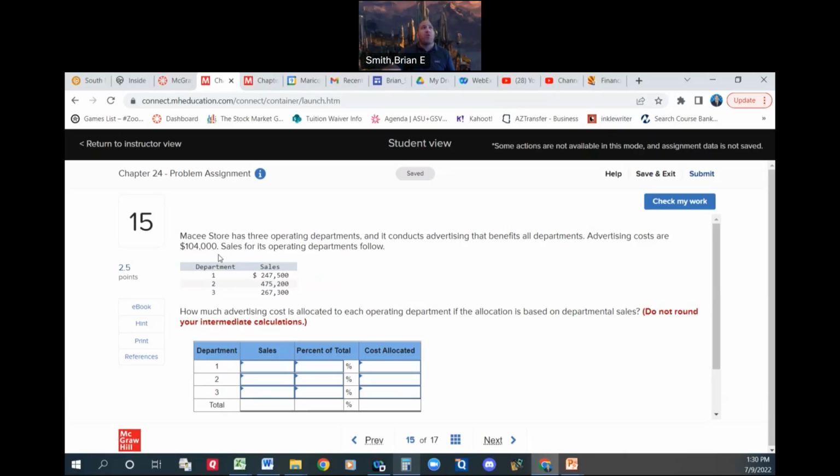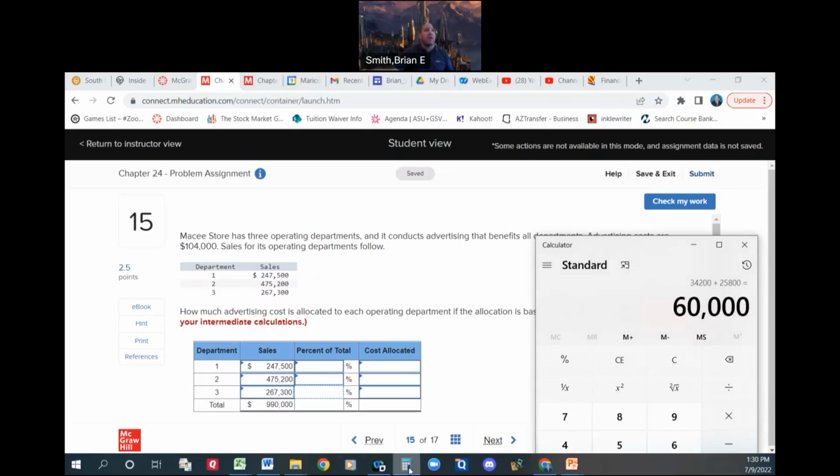Advertising costs are $104,000, and sales are as follows. So we're going to allocate this based on sales. Department number 1 has 247,500 in sales. The second one has 475,200 in sales, and then the last one 267,300. Again, yours might be different, remember.